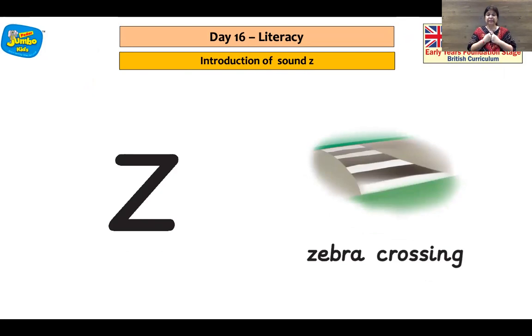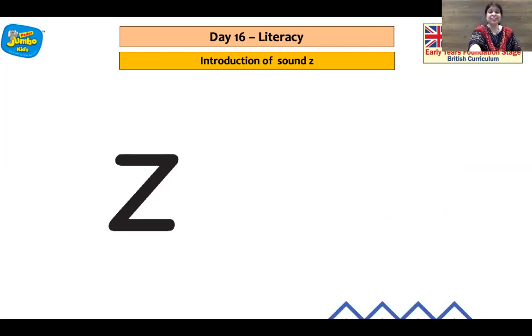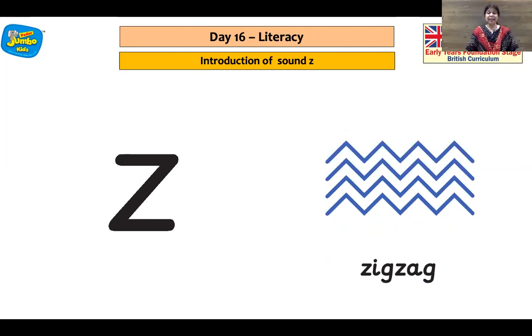He got scared and he thought to himself, I was happy and much safer with my friends in the forest. And he decided to go back to the forest to his friends. And when he was standing on the zebra crossing, he saw that the bikes and the cars went in a zigzag way, making the sound zzz. That's right. So the sound for, this is the picture, zigzag. And the sound for letter Z is zzz.